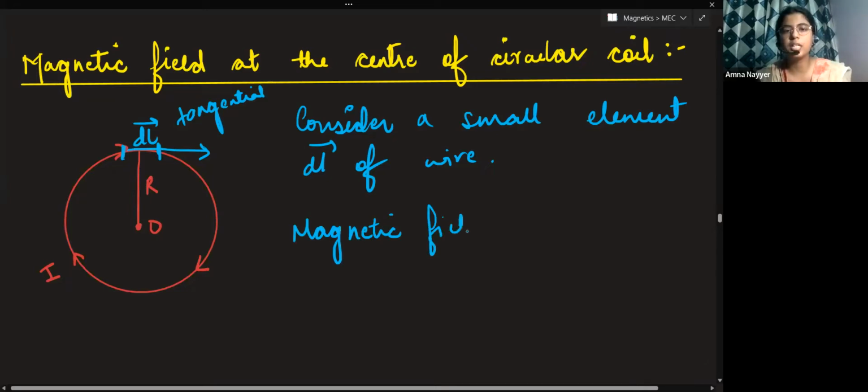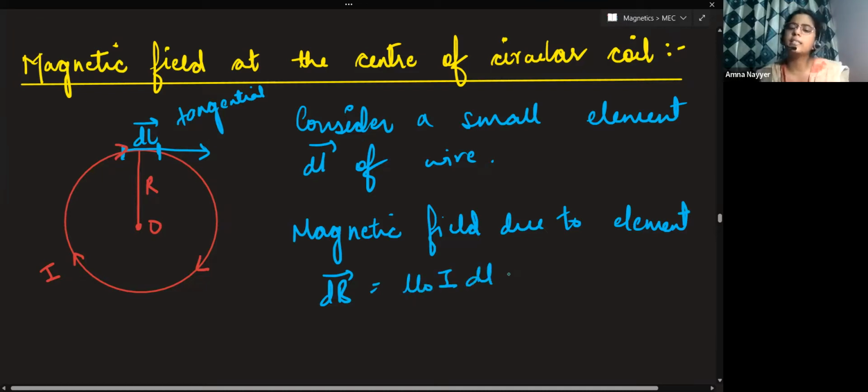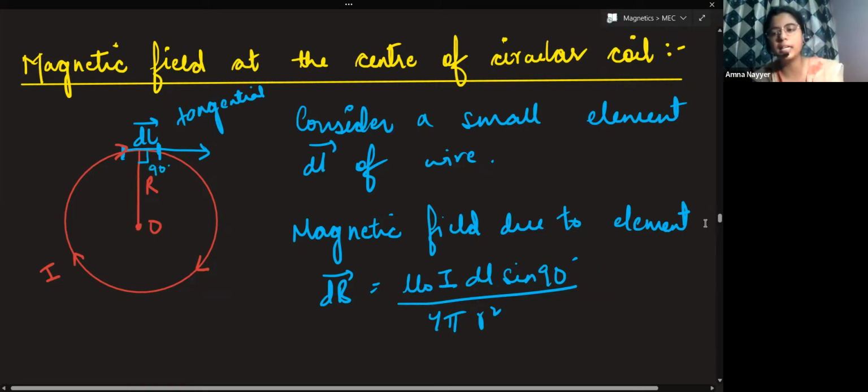Magnetic field due to an element dB. According to Biot-Savart's law, dB will be mu naught I dl sine theta divided by 4 pi r square, where sine theta will obviously be 90 degrees. You can see this is the point O, the center, and this is the direction of the current element. It acts at 90 degrees, so sine 90 degree.